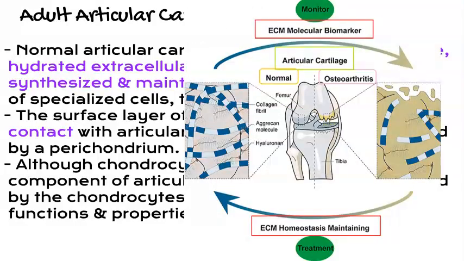This figure shows the articular cartilage and the extracellular matrix molecular biomarkers from the normal to osteoarthritis, and then the difference with the ECM homeostasis maintaining, then we decide the treatment.